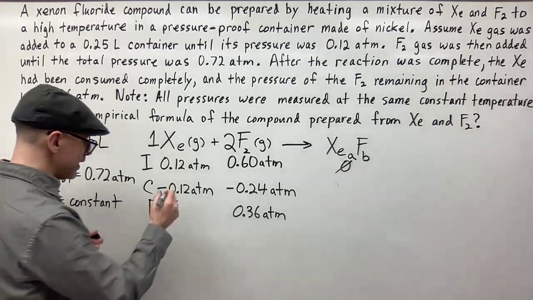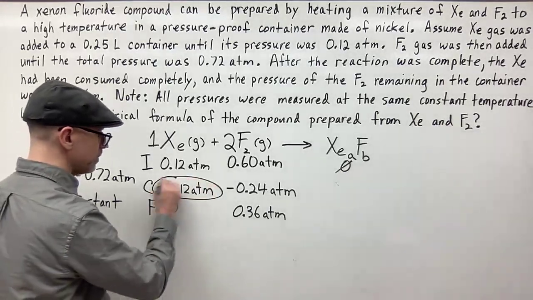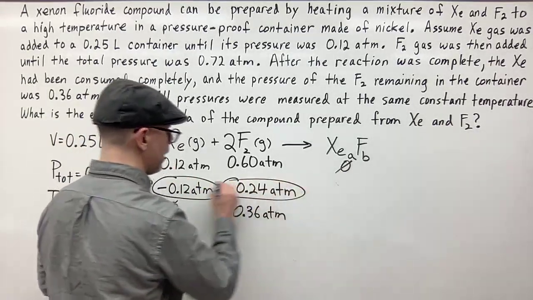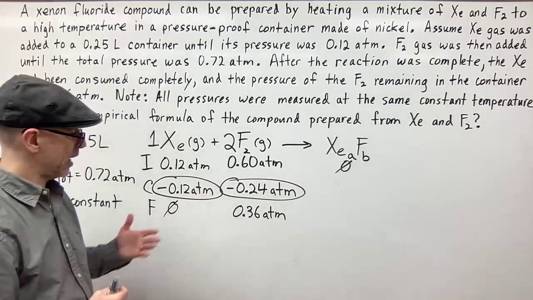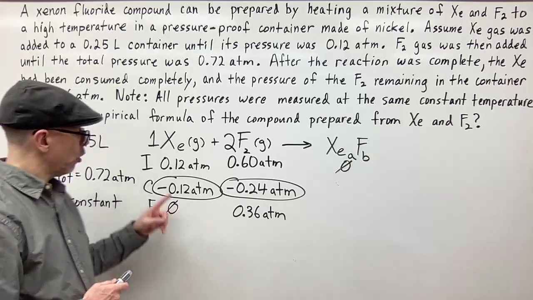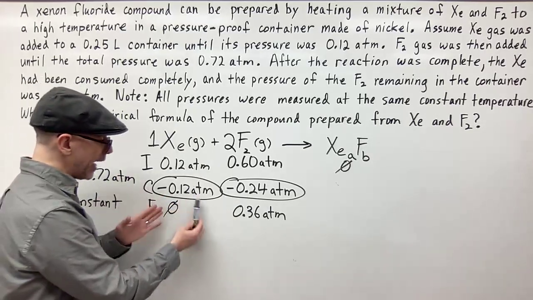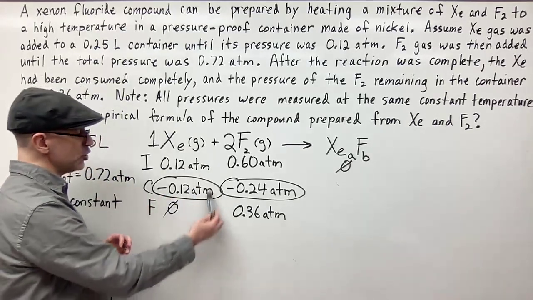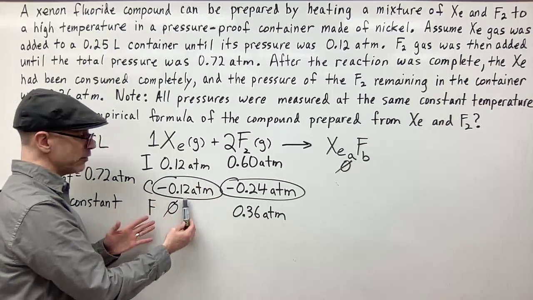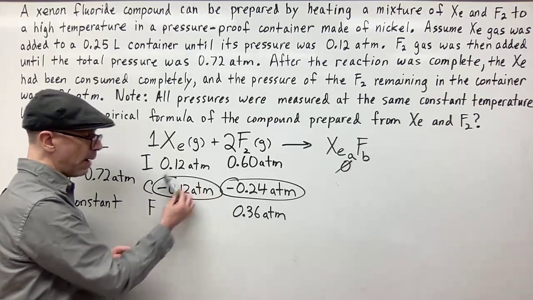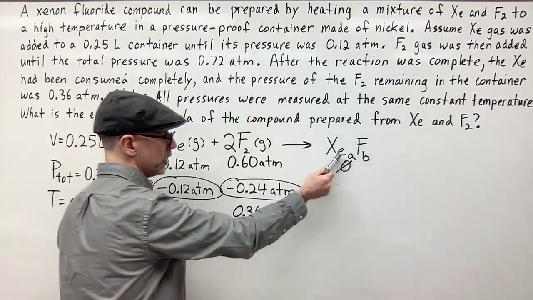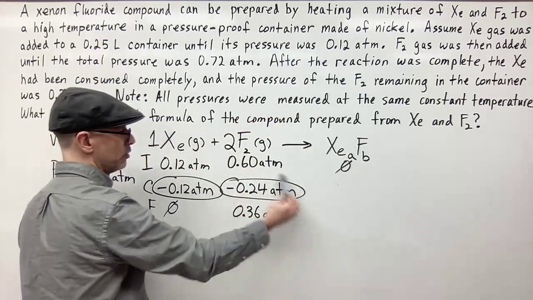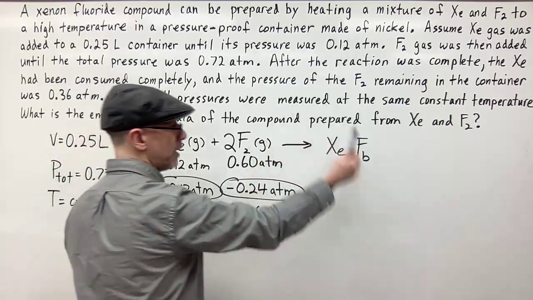Okay, so this here is going to be key. Remember what I said about the proportionality between pressure and the number of moles. Well, since I know, because this is the change in the atmospheres, this is the amount of the xenon that ended up in my formula, and this is the amount of fluorine that ended up in my formula.